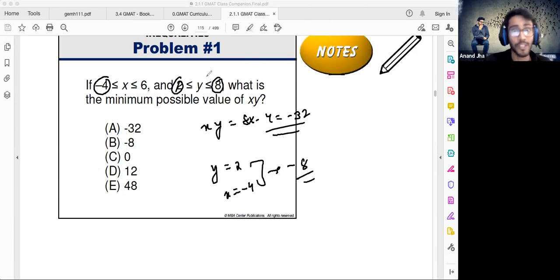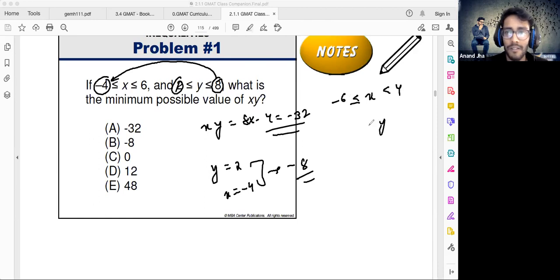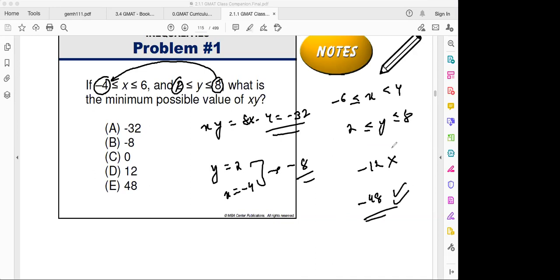But why? Other possibilities are also there, right? They could have given it in this way. Then what is your answer? Tell me. Same question. What is my answer? My answer won't be -12. My answer will be -48. Got it? So keep an eye on this type of question.